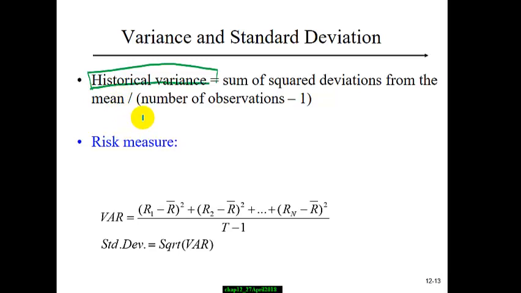Step 1, find the average return. Step 2, calculate the deviation of each annual return from the average. Then take the square, add up, and divide by the number of years minus 1. The last step is just to take the square root. Right? So the ultimate goal is to find the standard deviation.